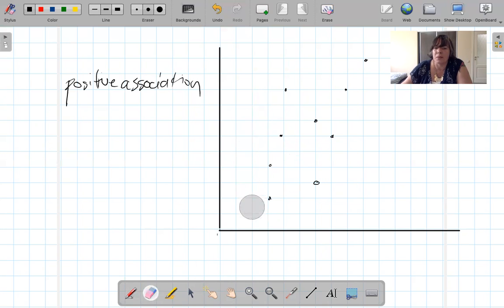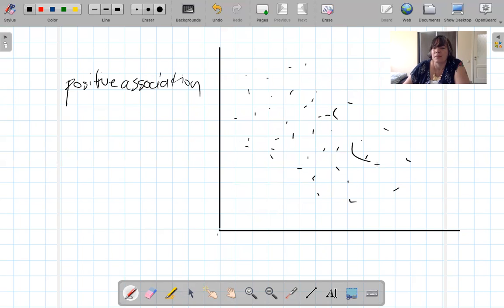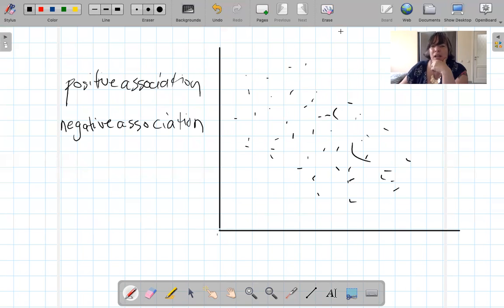Now I'm going to erase those and make a bunch of random dots. There we go. This one, as we're looking left to right, it pretty much goes down, right? So if it goes down, negative association. Now I've got a couple more vocabulary words to teach you.